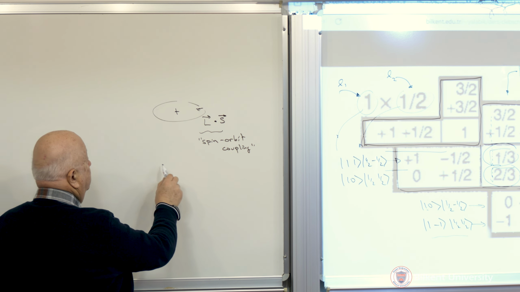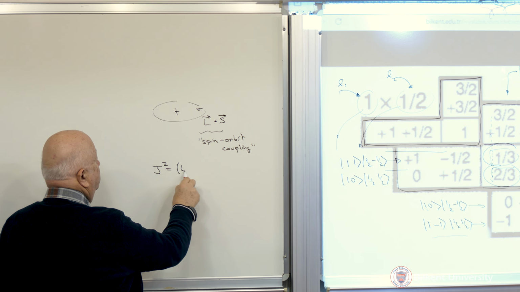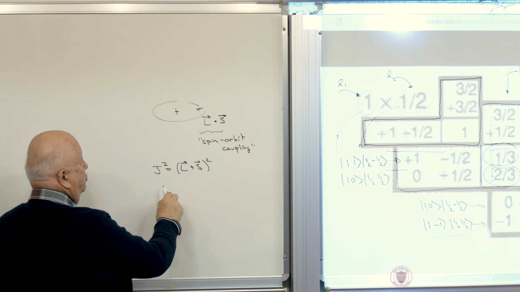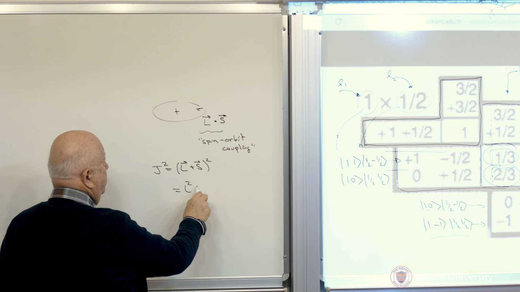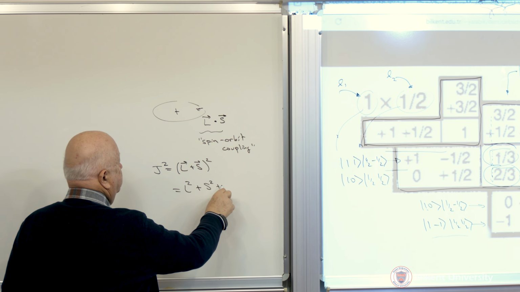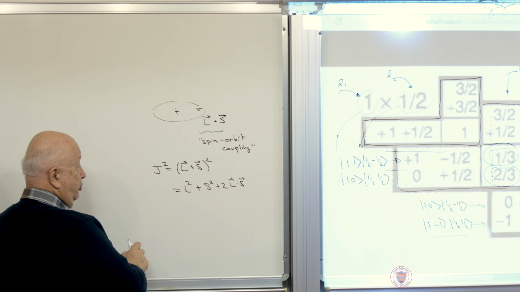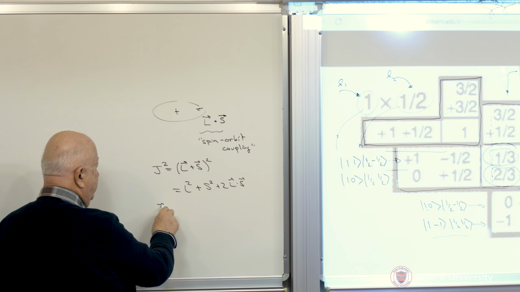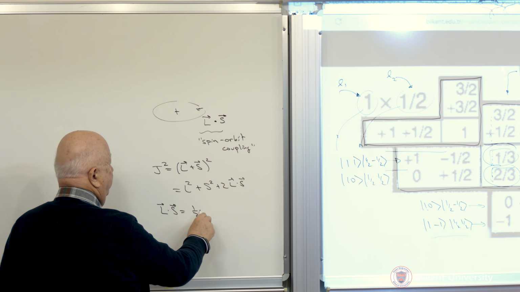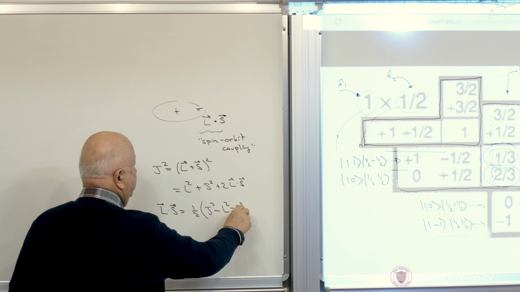So now if I look at the total angular momentum, and in fact its square, it's going to be L plus S squared. So I'm going to get L squared plus S squared plus 2L dot S. You see, I get the L dot S term here. So L dot S is equal to 1/2 J squared minus L squared minus S squared.